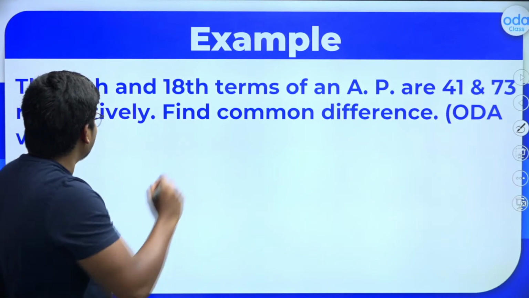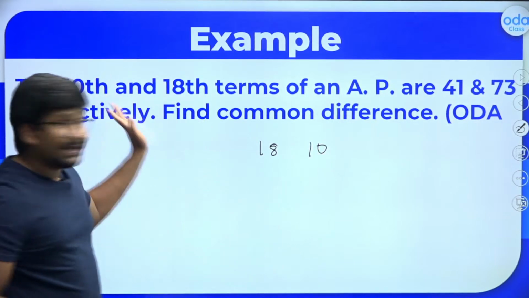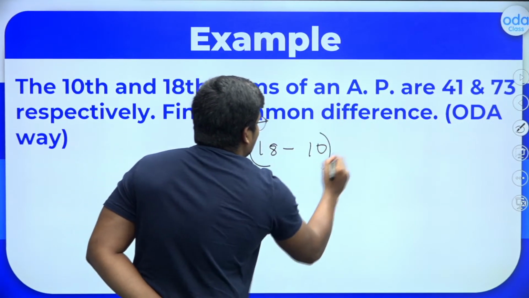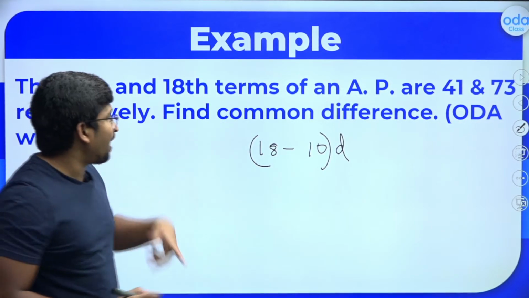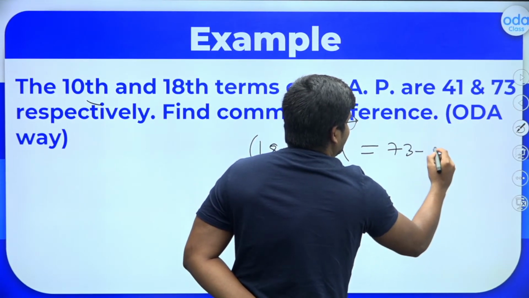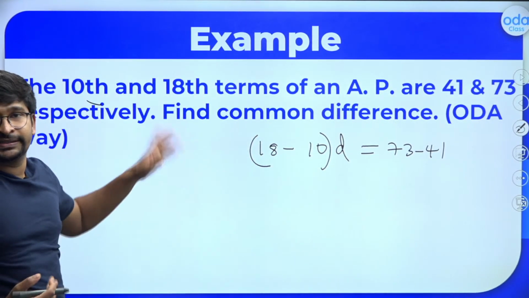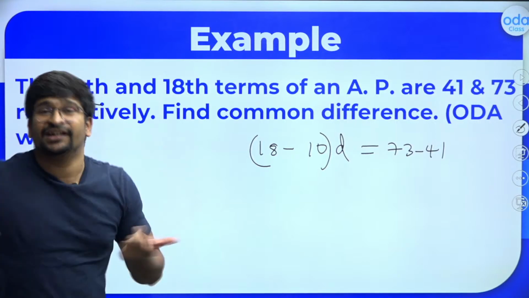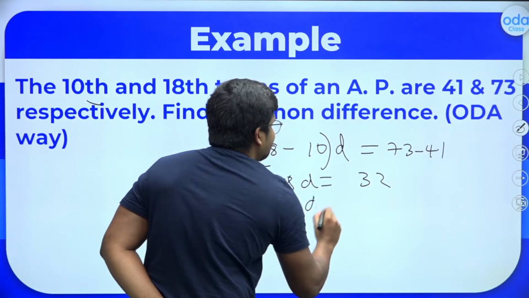There is a very easy method. First, the 18th term and the 10th term, you will write 18 and 10. Just subtract 18 and 10 and multiply it with d. So 18 minus 10, multiplied with d, is equal to the difference of the terms, which is 73 minus 41. I repeat what I did. I subtracted the term numbers, 18 minus 10, multiplied by d. That is equal to the difference of the terms, 73 minus 41. So that is 8d is equal to 32. That is d is equal to 4 here also.